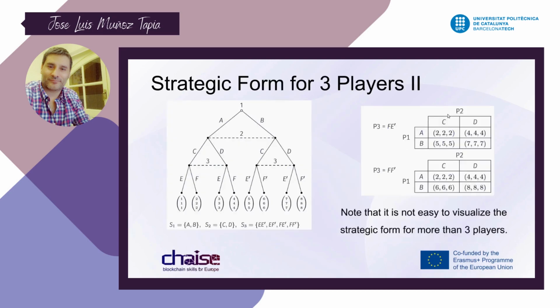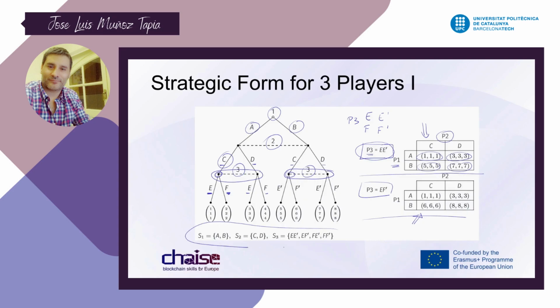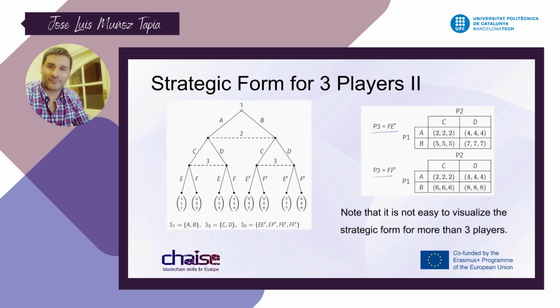Well, to finish, these are the possible strategies of each player, the strategy sets of each player. Player 1 can play A, B, player 2 can play C, D, and player 3 can play these 4 strategies. And here we are fixing the different strategies of player 3, and then we are drawing the matrix with the strategies of player 1 and player 2, and then putting the payoff inside this matrix.